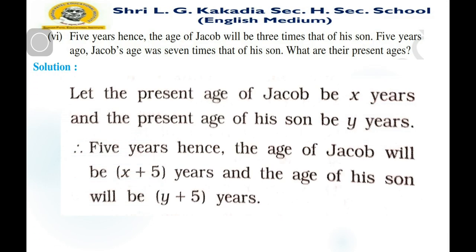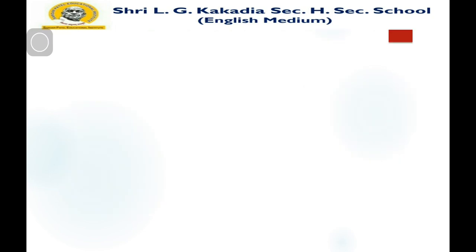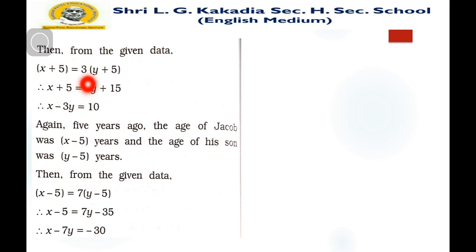Solution. Let the present age of Jacob be x years and the present age of his son be y years. 5 years hence the age of Jacob will be x plus 5 years, and the age of his son will be y plus 5 years. Then from the given data, x plus 5 is equal to 3 times (y plus 5), means the age of Jacob is 3 times that of his son. Then x plus 5 is equal to 3y plus 15. Then we get x minus 3y is equal to 10.